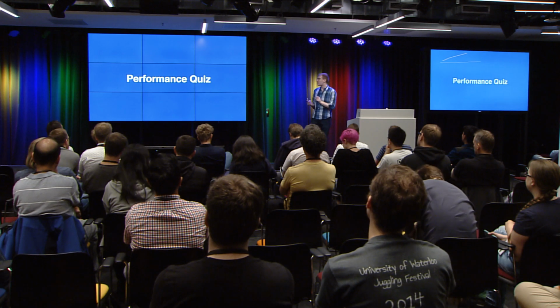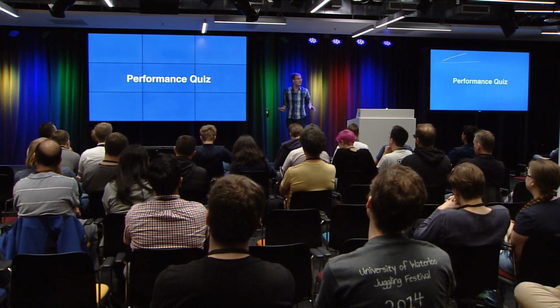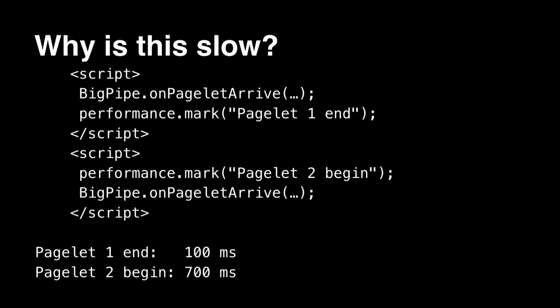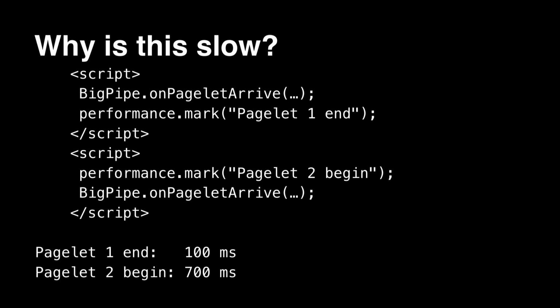So it might seem easy to measure stuff, but I have three little trick questions here that trip us up when we're looking at measuring things. The first trick question is you've got two pagelets, and these are flushed out by the server independently. The first one says bigpipe.onPageletArrive, it sends a pagelet, and then it marks pagelet 1 is done. The second script tag, which is generated later, says pagelet 2 is beginning, and then it says bigpipe.onPageletArrive. Now, you're looking at the statistics, and you see that pagelet 1 ended at 100 milliseconds, and pagelet 2 began at 700 milliseconds. So what could you infer from this?